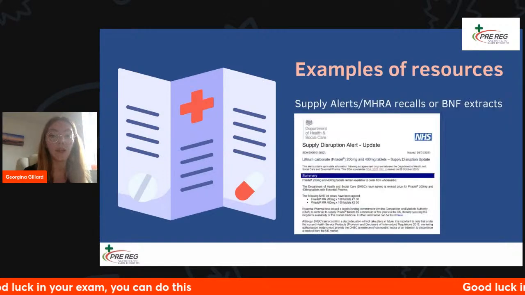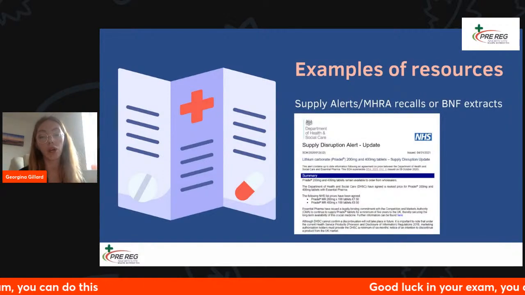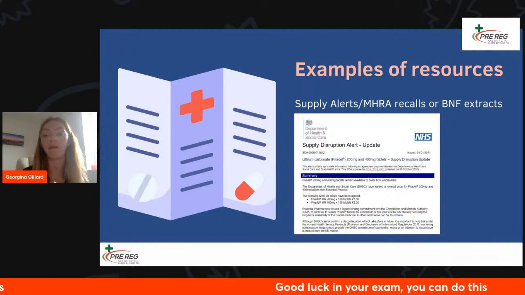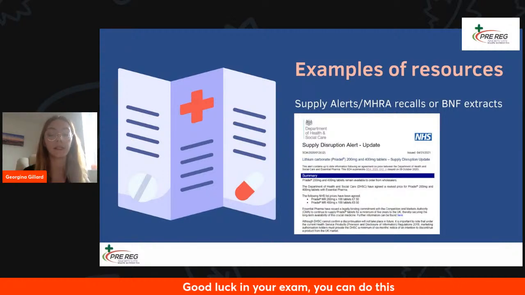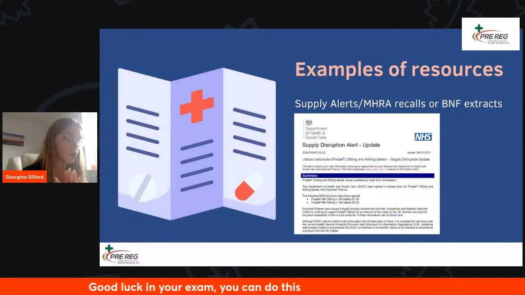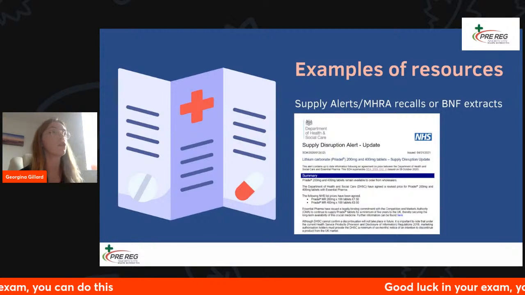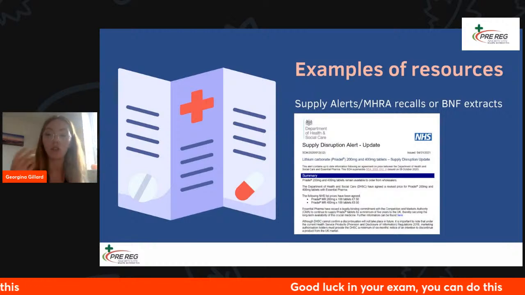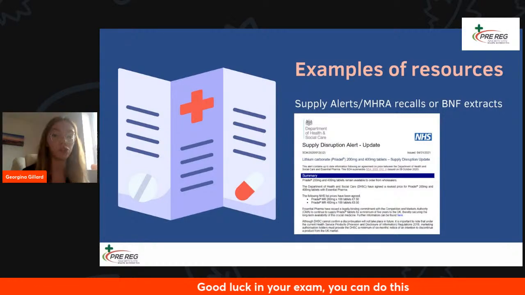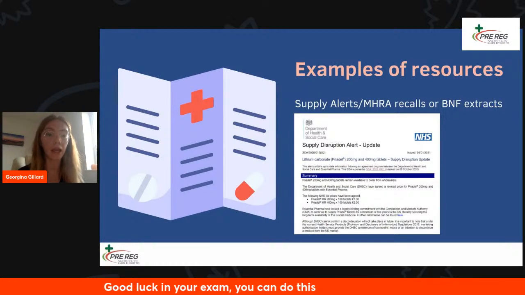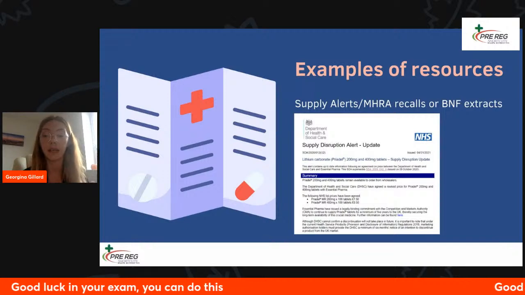Of course, you're going to have supply lists, MHRA recalls, or BNF extracts. BNF extracts are often in the exam, typically because of those conversions. So for example, there's going to be things like your citalopram tablets to your oral drops, phenytoin sodium to phenytoin base, and also Priodel tablets to Priodel liquid.